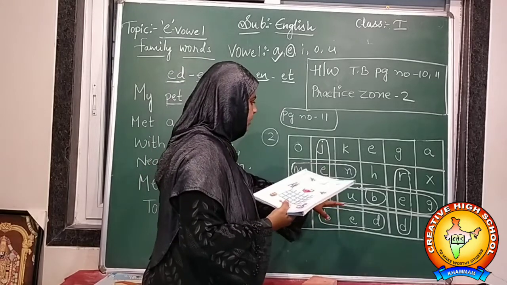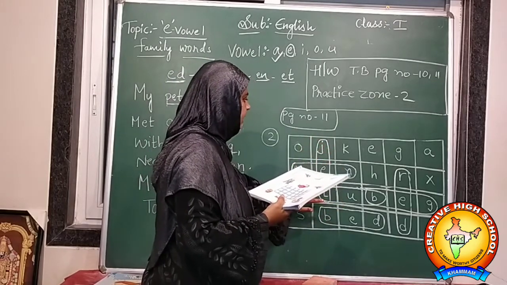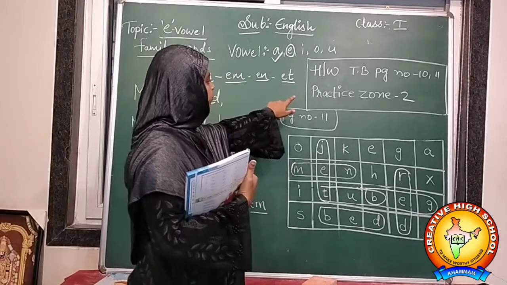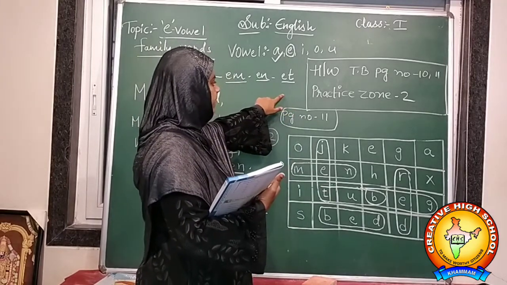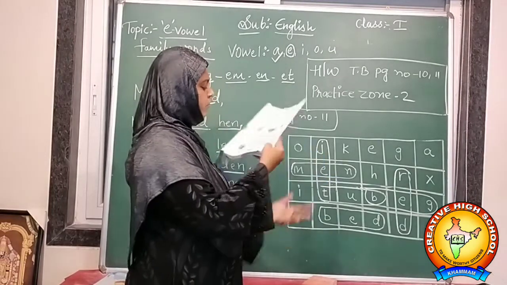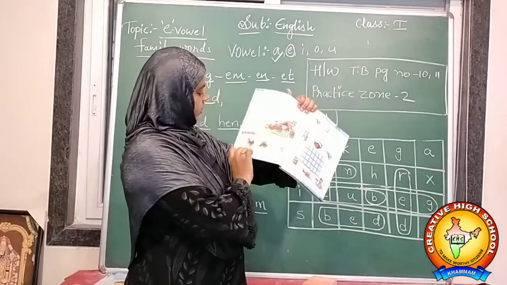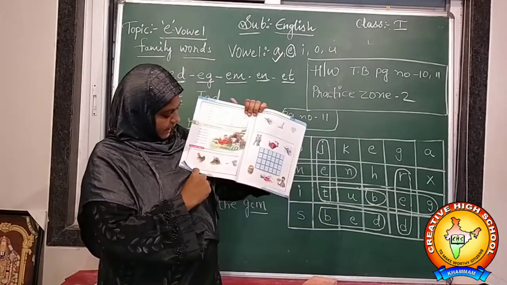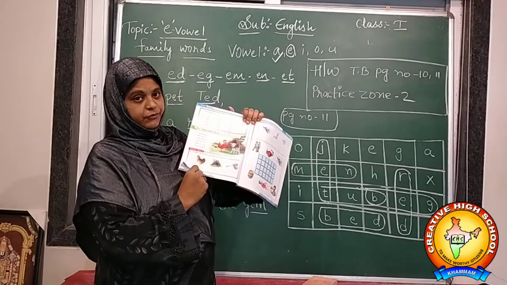To circle it, you have to circle this one, and you have to do the homework, page number 10 and 11, practice zone 2. You can see the name of this picture. You have to see the picture of this name. You can write it down here. He has given the 4 lines.